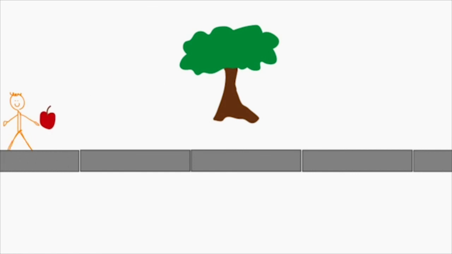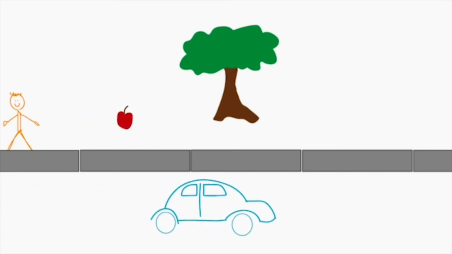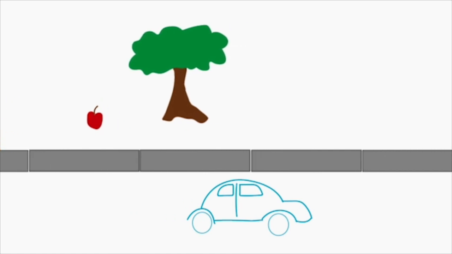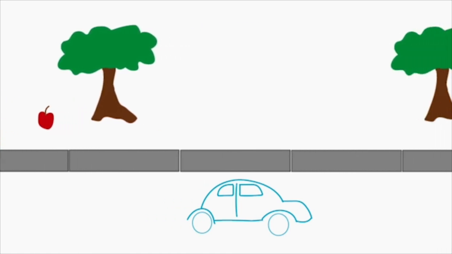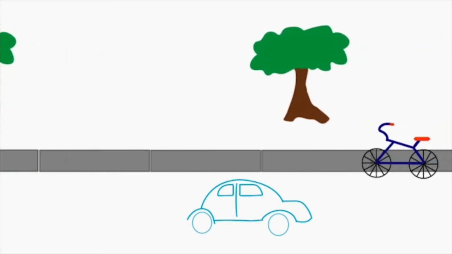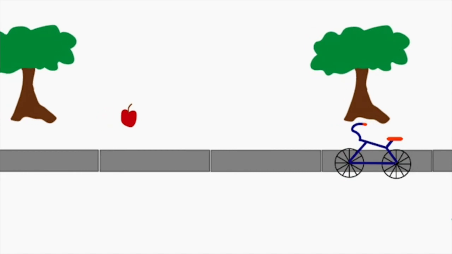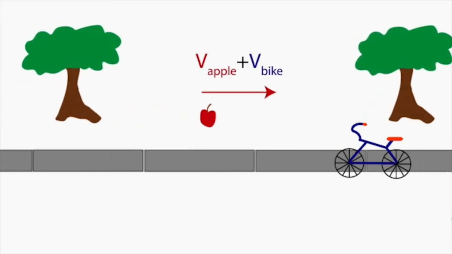Now let's say the person throws the apple forward at a speed v apple. What does the car see? To the car, the apple is going to the left at a speed of v car minus v apple. How about the bike? To the bike, the apple is going at a speed of v apple plus v bike to the right.